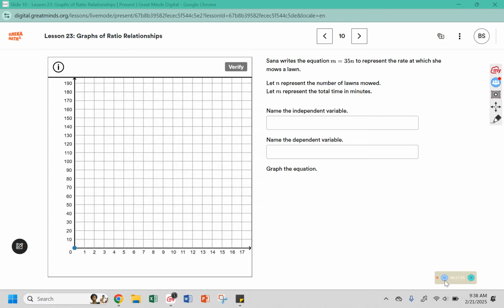The way that Sana has her equation written, the M depends on N because the N is going to get multiplied by 35. So M is the dependent variable in Sana's case, and N is the independent variable. So this is lawns mowed, and this is time in minutes.